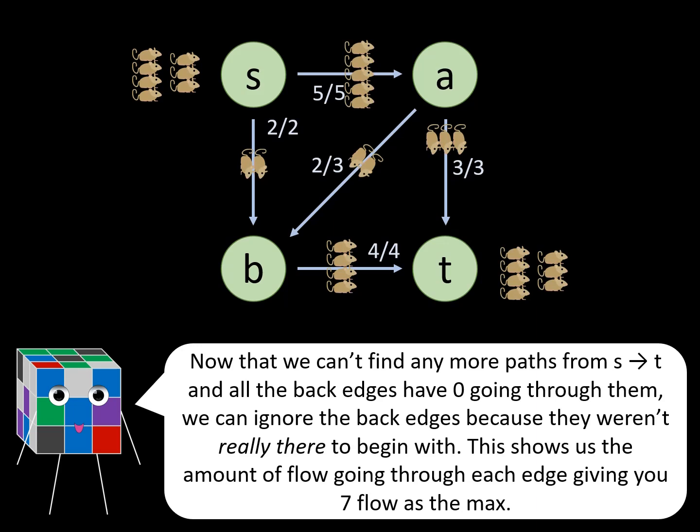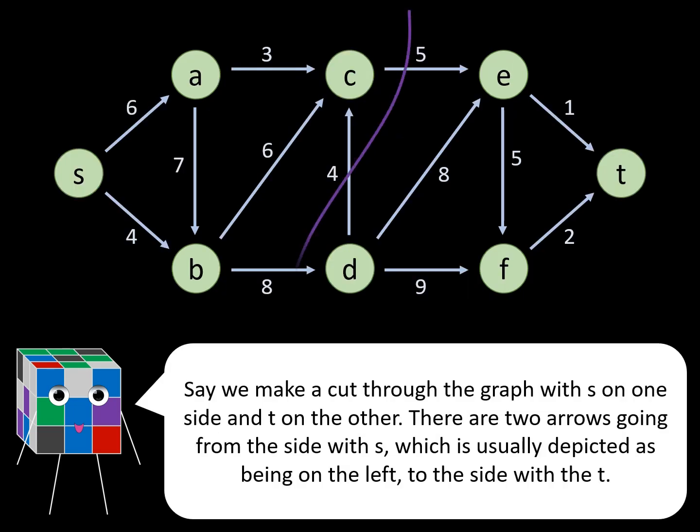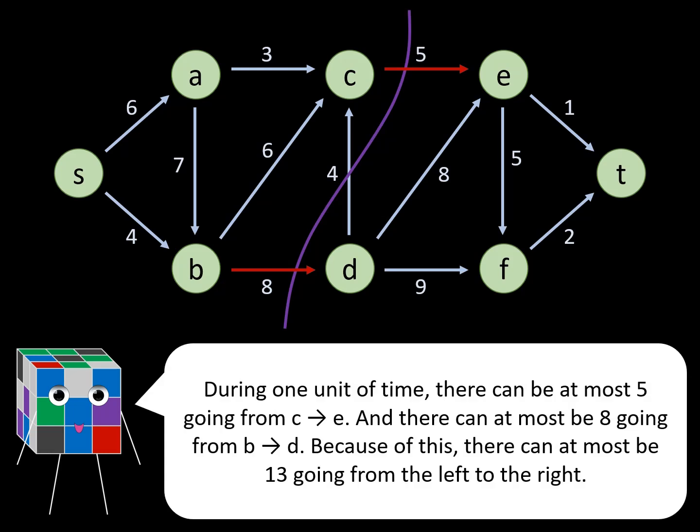Say we make a cut through the graph with S on one side and T on the other. There are two arrows going from the side with S, which is usually depicted as being on the left, to the side with the T. During 1 unit of time, there can be at most 5 going from C to E, and there can at most be 8 going from B to D. Because of this, there can at most be 13 going from the left to the right.